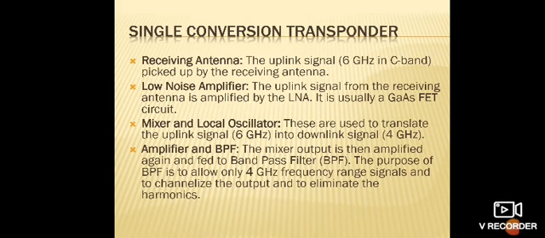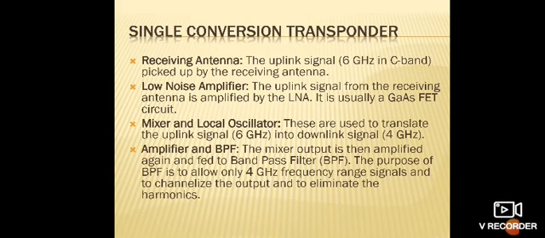And the next one is the mixer and local oscillator. These are used to translate the uplink signal frequency to the downlink frequency. I have said that the local oscillator generates a stable frequency signal, that is 2 gigahertz, and from the low noise amplifier we get 6 gigahertz, and the mixer takes the difference of the two signals, and we get the 4 gigahertz signal. Like that, the downlink signal is generated by the use of the mixer.